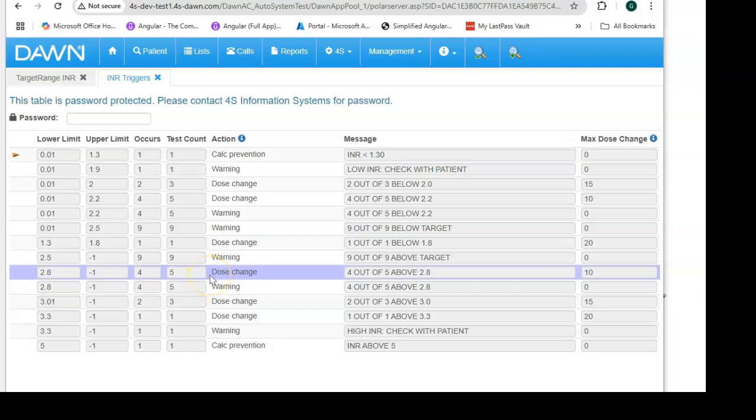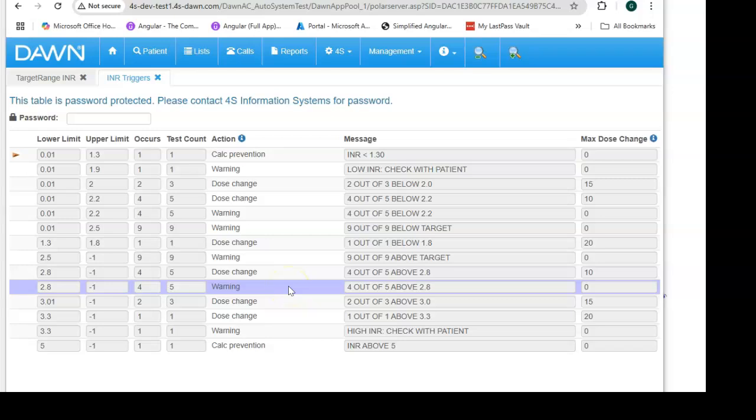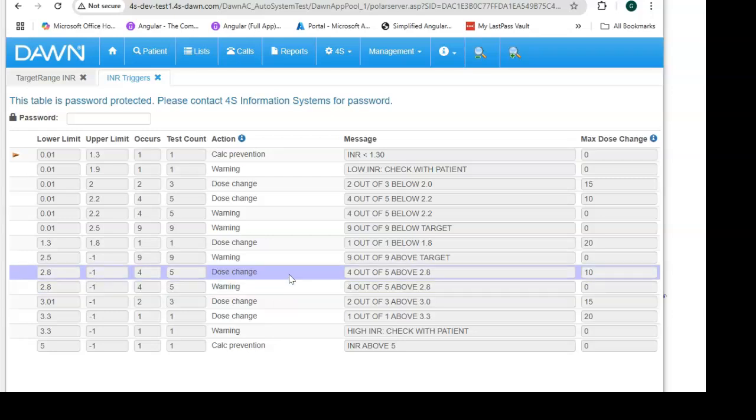However, there is a caveat to this, because Dawn will only suggest a dose change if the current INR is out of range. So in this case, if the INR is 2.9 or even 3, Dawn won't suggest a dose change. But we might still want to make it clear to the user that we've identified this trend. So what we do, we configure a warning with exactly the same settings. This will always trigger. This will only trigger if the current INR is out of range.